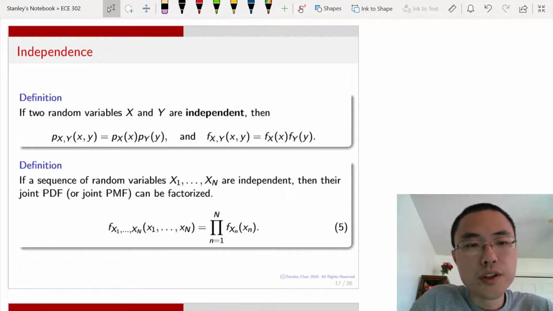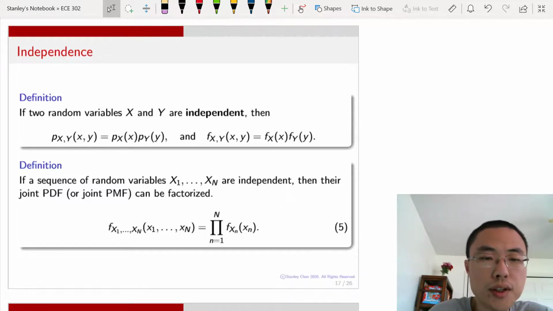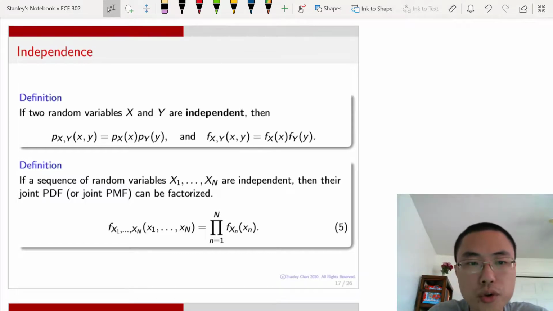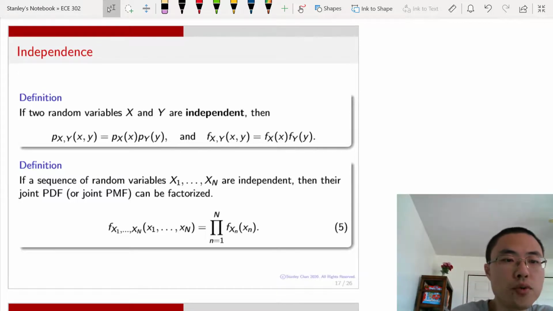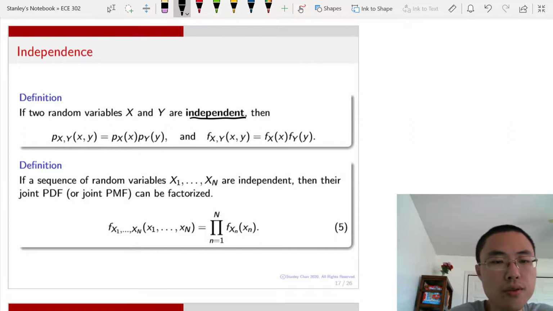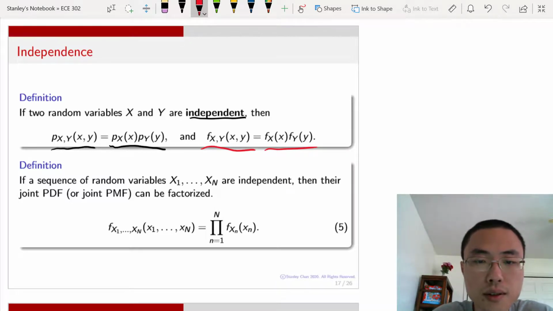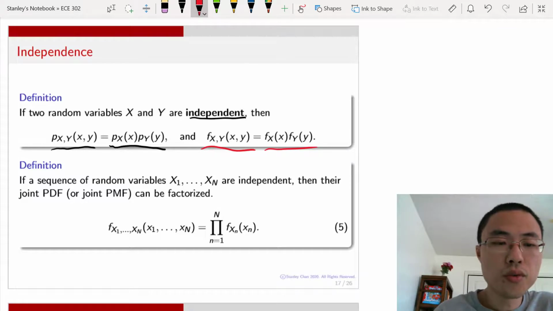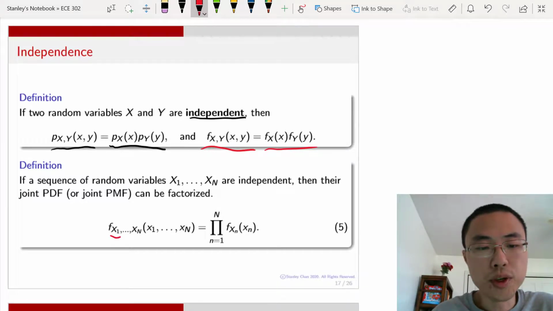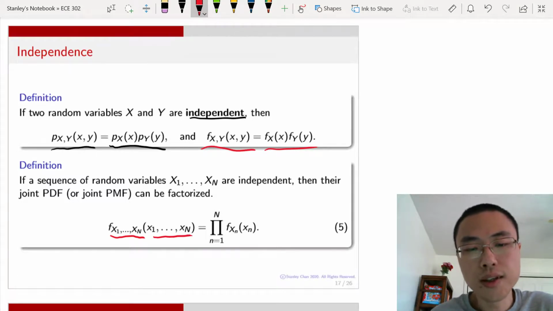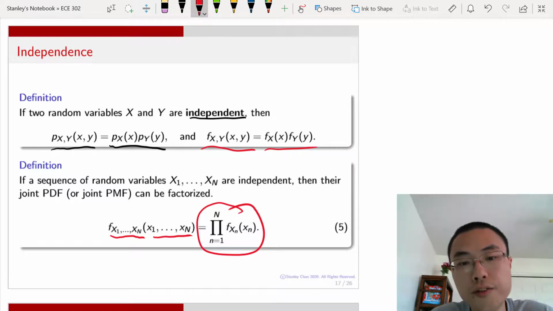So I want to also talk about this concept of independence. This is a very simple generalization of what we learned some time ago when we talked about independence of two random events. If you have two random variables x and y and they're independent, then you can write the joint PMF as the product of two marginal PMFs. If you have a joint PDF, you can write it as the product of two marginal PDFs. So what is the extension? If you have n random variables, you can just write them as the product of all these individual marginal PDFs, which is very, very useful.